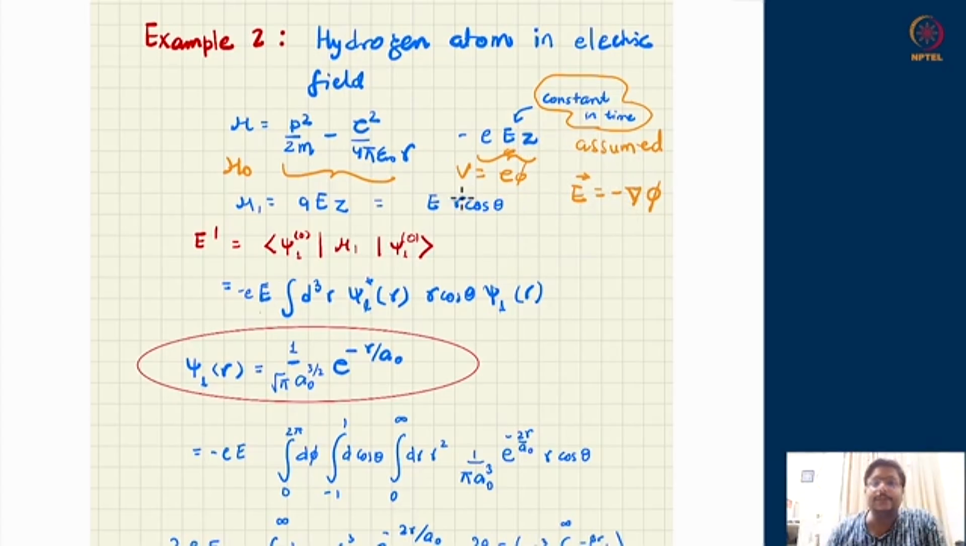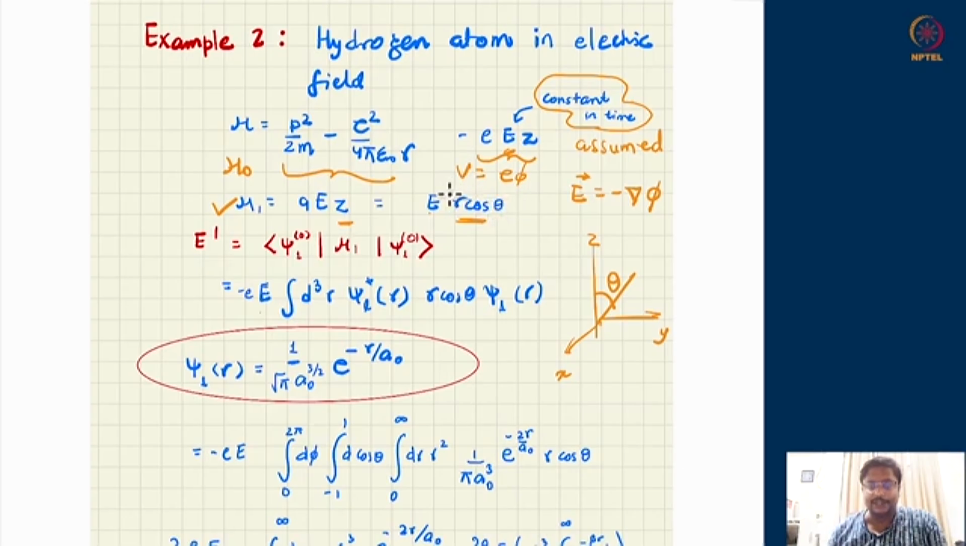Now in the spherical polar coordinate system, the coordinate Z can be written as r cos theta, as you are familiar with. This is the Z axis, this is the x axis, and this is the y axis, and the angle which it makes with the Z axis is the angle theta. Now the perturbation Hamiltonian is known to us, which is E r cos theta.